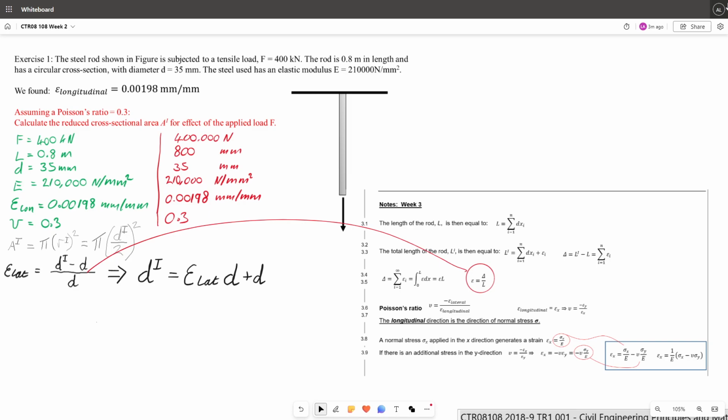So when you look at what I've done, I've got my finished area equals pi times the diameter d_i, i.e. the changed diameter, which we don't know. So I know that my strain lateral equals delta D over D. That's just the change, that's all delta is, i.e. that equation there. So that's just rearranged to give me that.